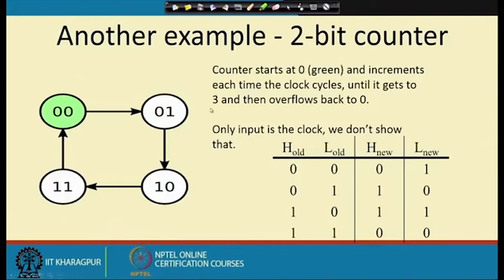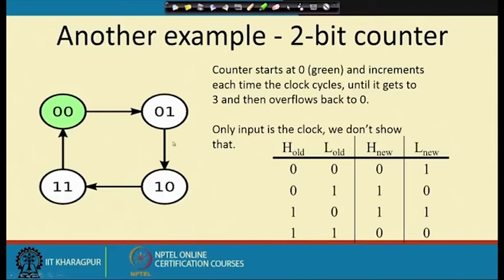Another example, a 2-bit counter. The counter starts at 0 and at every clock pulse it increments by 1. First it outputs 0 0, then at the next clock pulse it comes to 0 1, next clock pulse 1 0, then 1 1, then 0 0 again. Again this is a Moore machine because the output is determined by the current state.